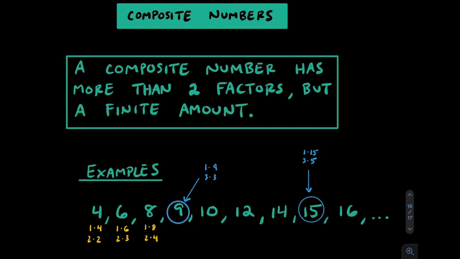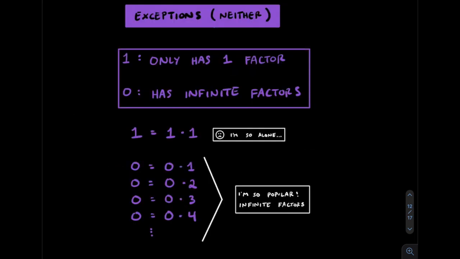15 has 4 factors, making it composite. Remember, there are infinitely many prime numbers in the world and infinitely many composite numbers as well. So, is every number prime or composite? Well, no, there's a couple exceptions I want to talk about real quick.